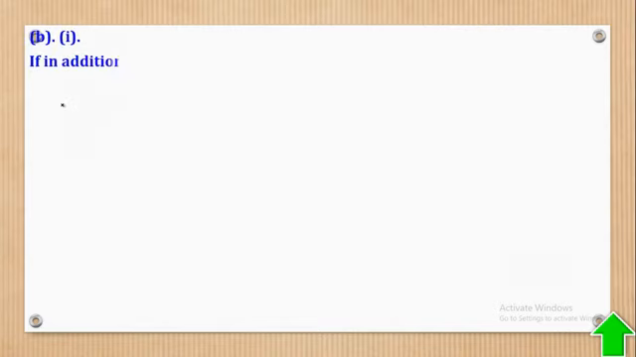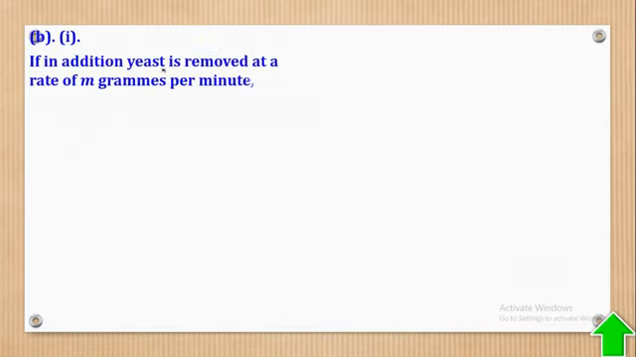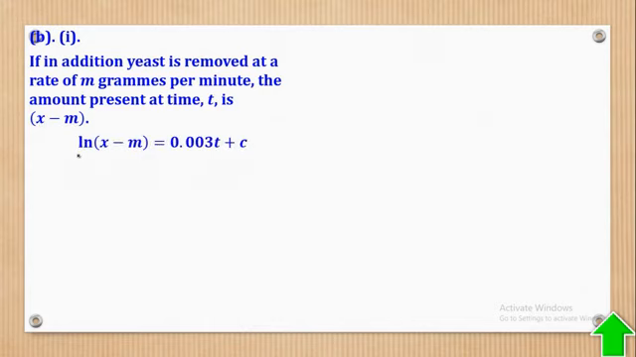So now we shall go to part B. If in addition yeast is removed at a rate of m grams per minute, the amount present at time t is equal to x minus m, because this m is being removed and this one is being added. Therefore, from the above equation, where there is x, we shall put there now x minus m to come up with that line.